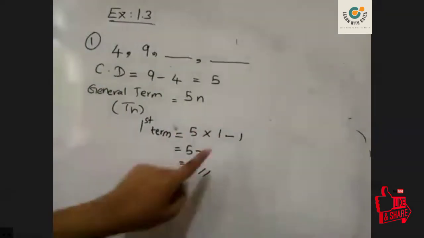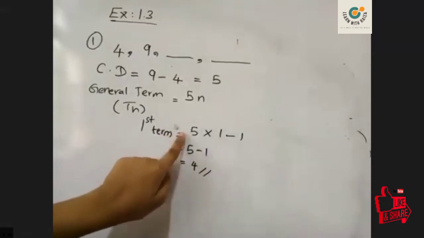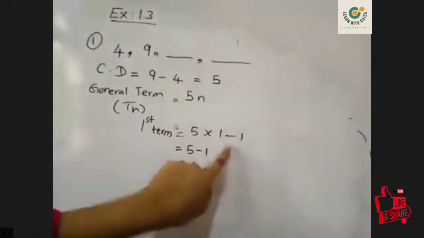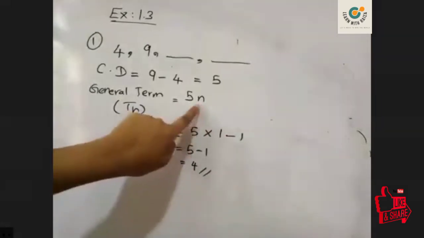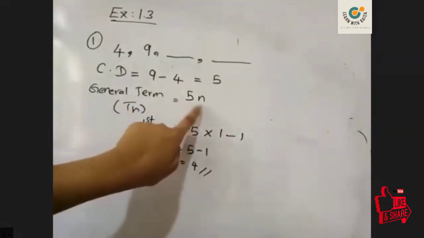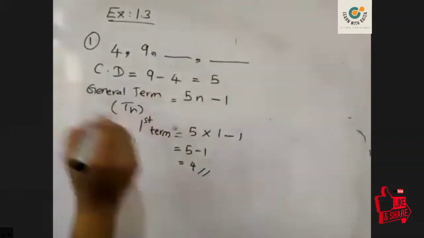So what did I do? From the product of the common difference and the first term, I subtracted 1. So if I need to find the nth term, from the product of the common difference and n, I should subtract 1. This is my general term.